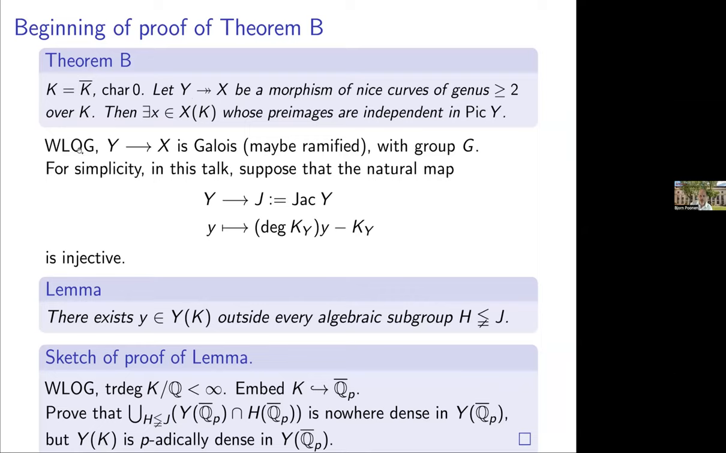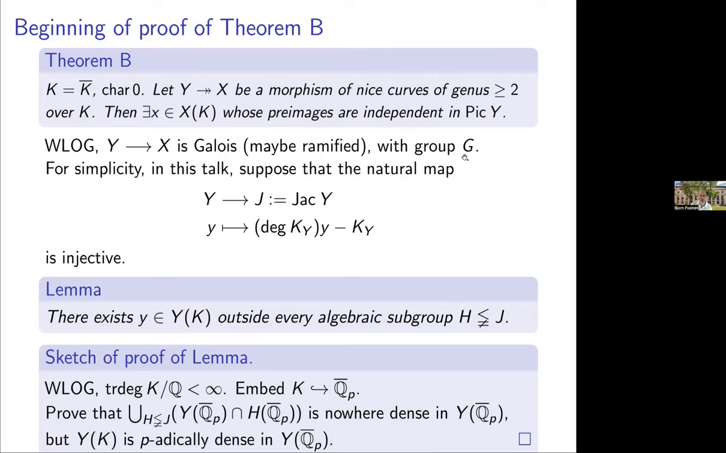So the first thing you can do is take this ramified cover and replace Y by its Galois closure, which will be a higher cover of X. And now it's a Galois cover. If you prove it for that higher one, then you will also prove it for the original Y, because any relation that you have between the pre-images in Y will give you a relation between the pre-images in the Galois cover as well. So you can reduce to the case where the cover is Galois.